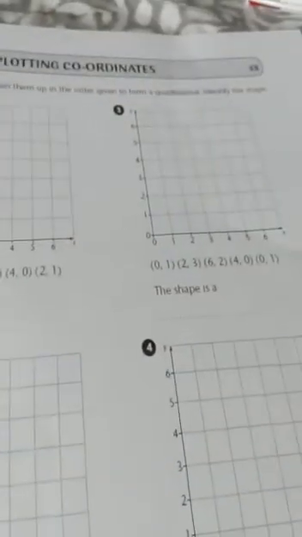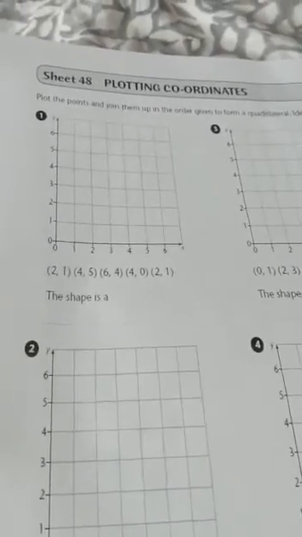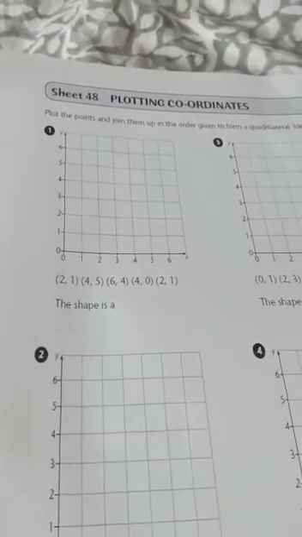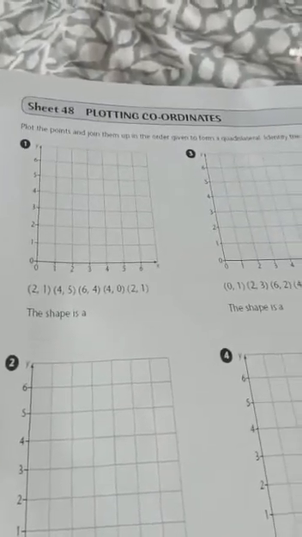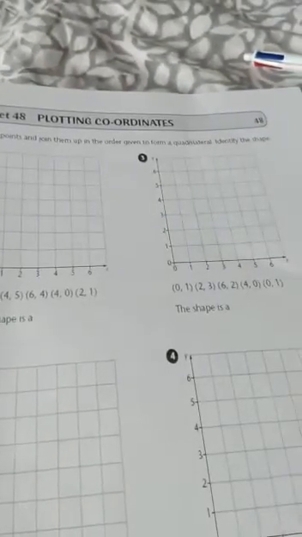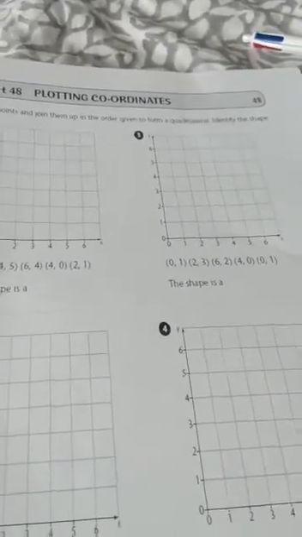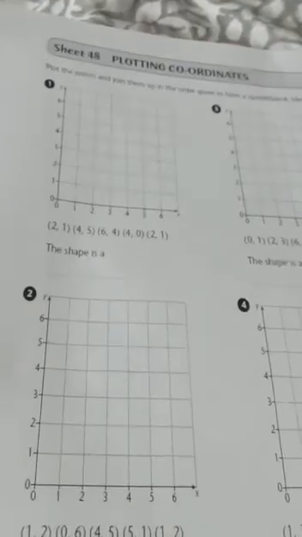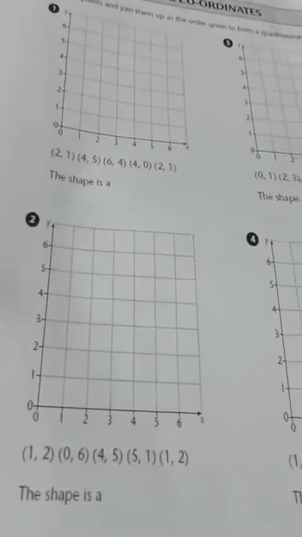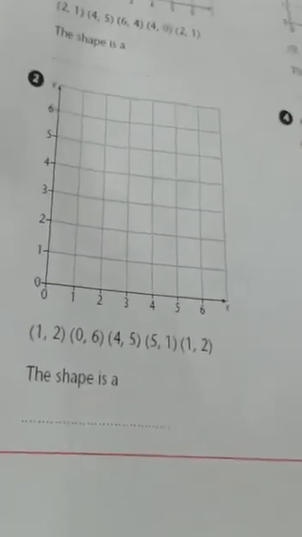And the last piece is plotting these coordinates on there, just to really thoroughly understand our work on coordinates. Plot the points and join them in the order given to form a quadrilateral. Identify the shape. So there's different quadrilaterals here. See how well you can get on, and you can name the shape. Good luck there.